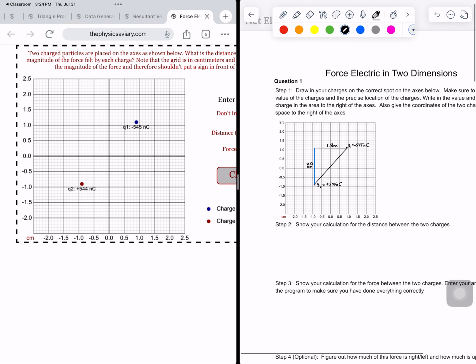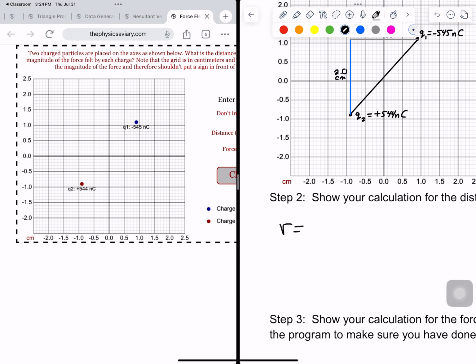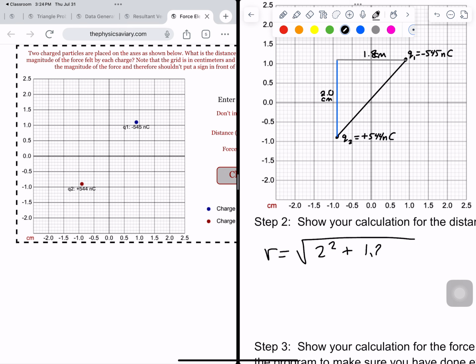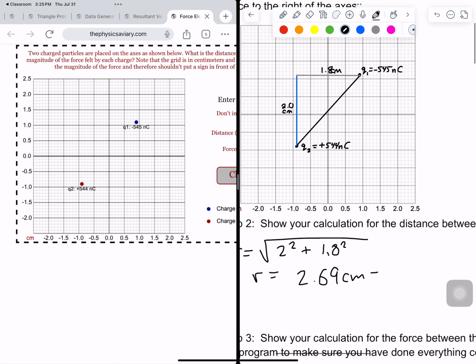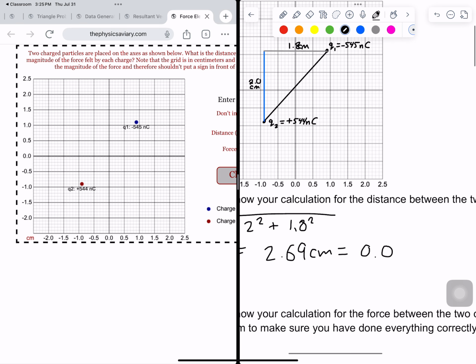Let's find that distance. The distance, R, just using the Pythagorean theorem, is going to be the square root of 2 squared plus 1.8 squared. In my case; enter your own data from your problem. I'm looking at a distance of about 2.69 centimeters, which, when you move the decimal twice to the left, becomes 0.0269 meters. So there's my distance.